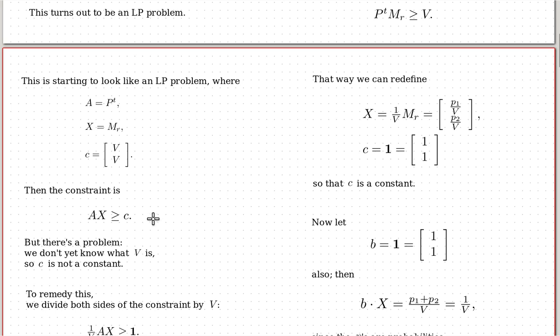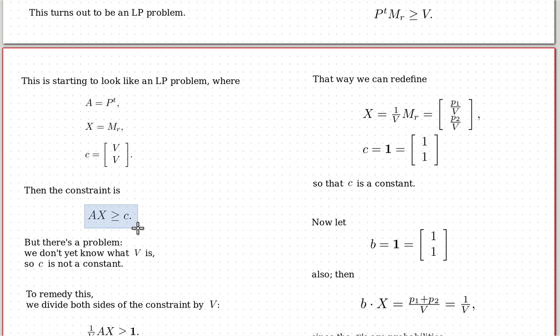But there is a problem here. There's a difficulty, an issue. We don't know what V is, and therefore, since we don't know what V is, we really don't know what C is. C is not a constant. C is also unknown. Okay? So this is actually a matrix inequality that has two unknowns rather than just one.